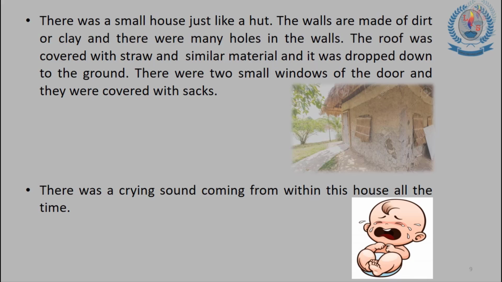What about the roof? The roof was covered with straw and similar material and it was dropped down to the ground. That means the roof was thatched with some kind of straw-like material. There were two small windows by the door and they were covered with sacks. What did they hear? They heard a crying sound from the house and they did not understand what it was.